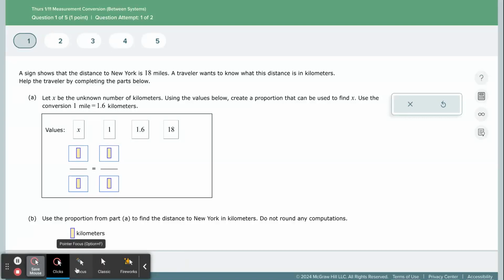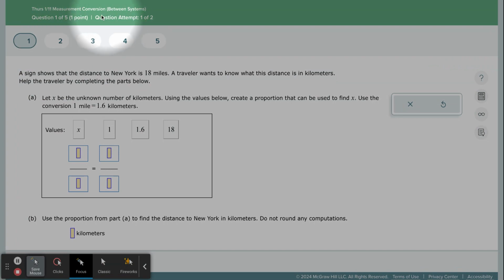Okay, so I'm going to walk you through the assignment for measurement conversions between systems. So that means you are going from metric to US customary and back and forth, okay? So the setup is a little bit different.